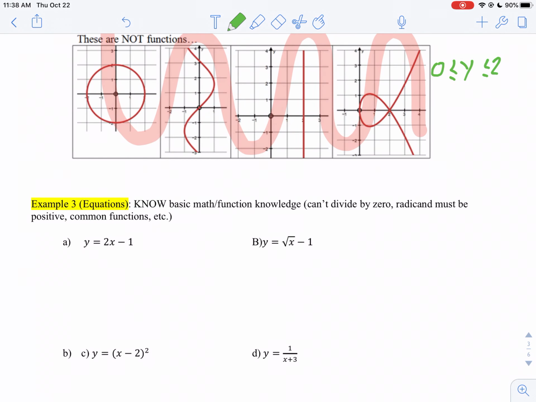Okay, number 3, equations. How do you know that an equation is a function when it's given to you as an equation? How do you find the domain and the range when you have an equation? So first of all, knowing your parent functions and knowing the graphs and the equations of those parent functions comes very handy.